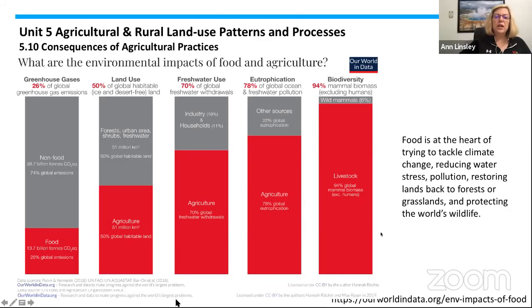So food is at the heart of trying to tackle climate change, reducing water stress, pollution, restoring lands, and so on. The production of food is our cause. And what is our effect? I need to give examples. I've lost fresh water, I've lost land, I create greenhouse gases for the production of foods.